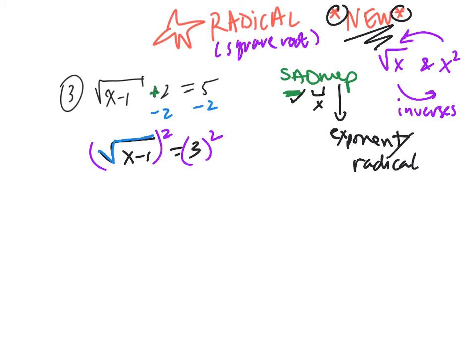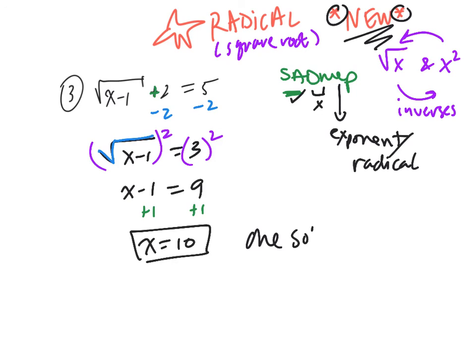This is really nice because now, just like for our square roots, that inside quantity just drops down. And here I'm just doing 3 times 3. 3 squared is 9. So now I'm going to solve. I'm going to finish this off. Plus 1, plus 1. X equals 10, done. Yay. So same thing, I have only one solution here.